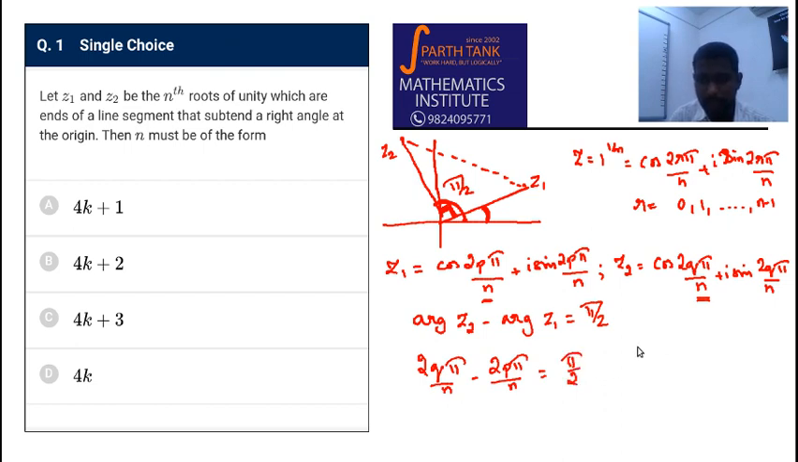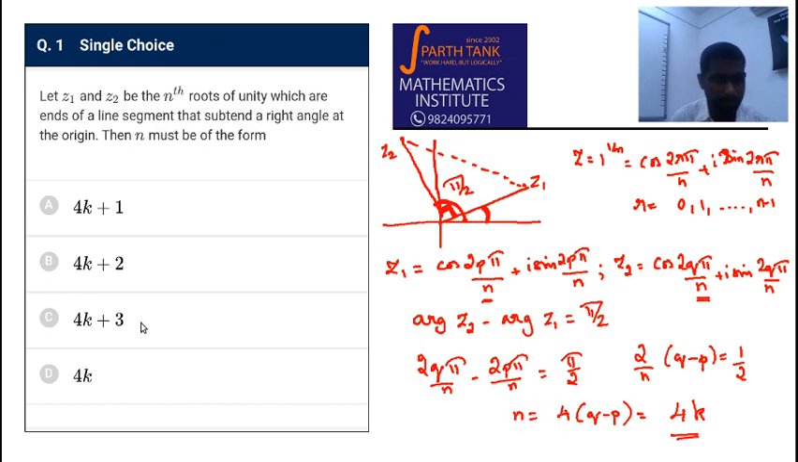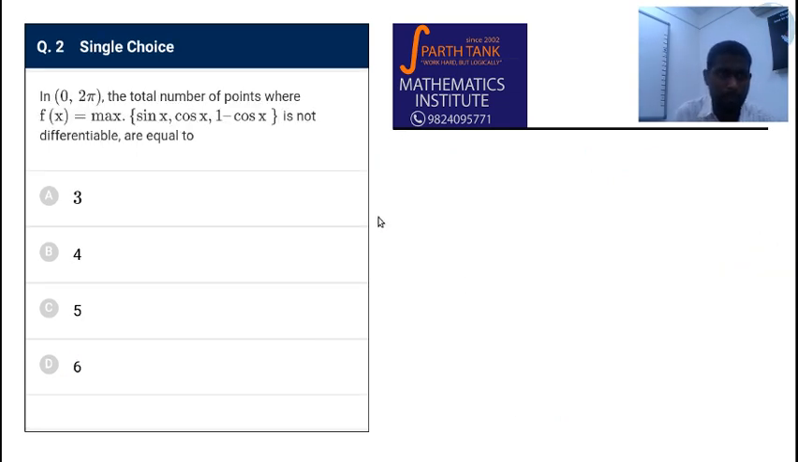Cancel pi and take the 2 by n common. I get 2 by n times (q minus p) is 1 by 2, or n is equal to 4 times (q minus p). Since we know p, q are numbers between 0 and n minus 1, q minus p is also an integer, which can be k. So n should be of the form 4k. n is a multiple of 4 basically. So that is option D here, 4k. A very simple problem. Remember the geometric representation of the complex numbers. You get it directly.